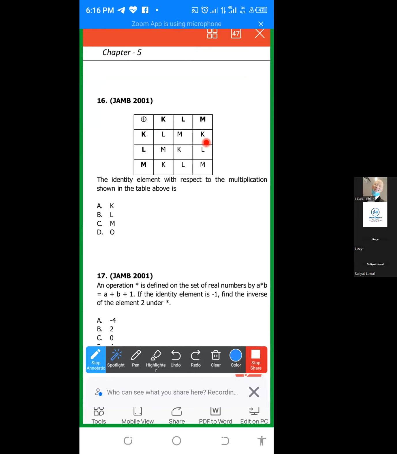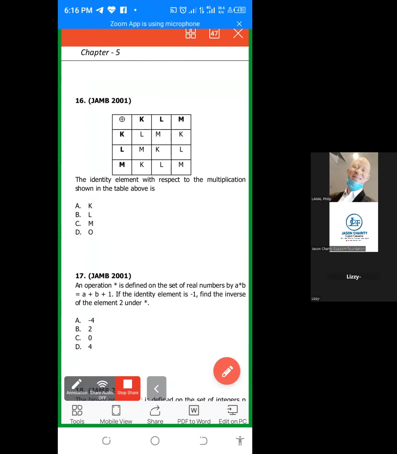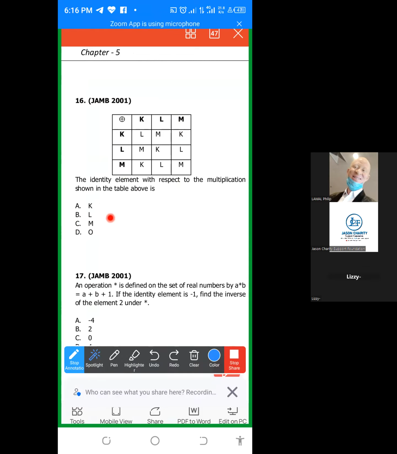So that's telling me something about k and M. When I operate L on this M, I get my L back. And when I operate M on M, I get my M back. So you can see that all of these are reflecting back, which means this particular element is my identity element. So I will just go into my options and pick where I can find this. And that is option C. That is option C. Option C is there. Then JAMB 2001.